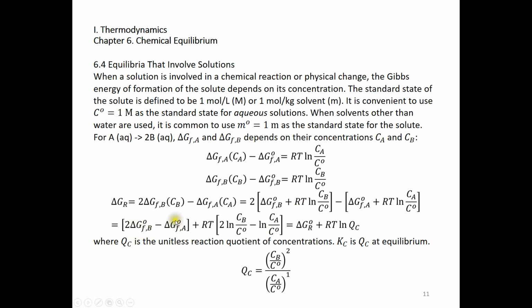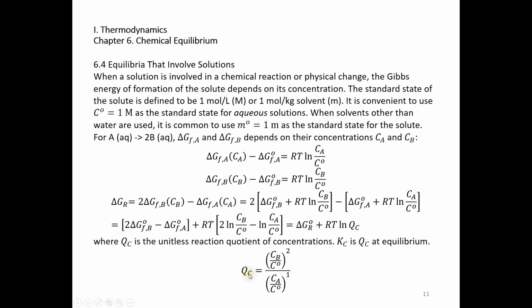So if we look at this, it is just the products minus reactants in the standard state. That's the standard Gibbs energy of reaction. And over here we just combine the RT and the logarithm, and we have a reaction quotient of concentrations. The reaction quotient of concentrations is unitless, because if you look at the expression, it's C_B over C naught to the power of 2 from here, divided by C_A over C naught to the power of 1, because the coefficient in front of A is 1, so we have this equation for the reaction quotient of concentrations.